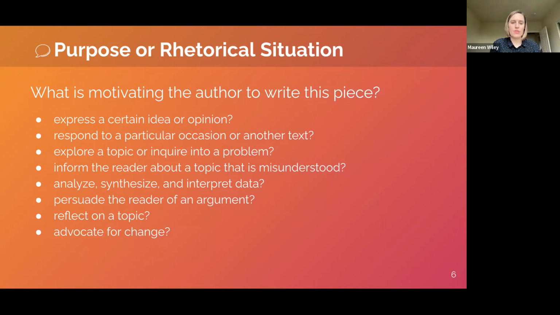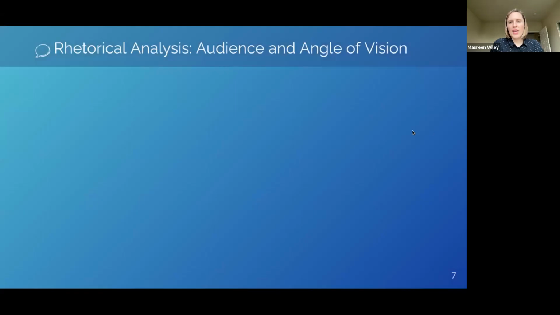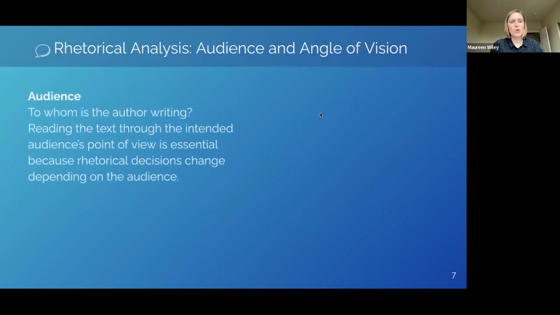Okay. So again, it's about the structure. How are they achieving their goal? And we're going to look at the underlying pieces of the puzzle. And then finally, we have the audience and the angle of vision. So this refers to who is the audience for this text.